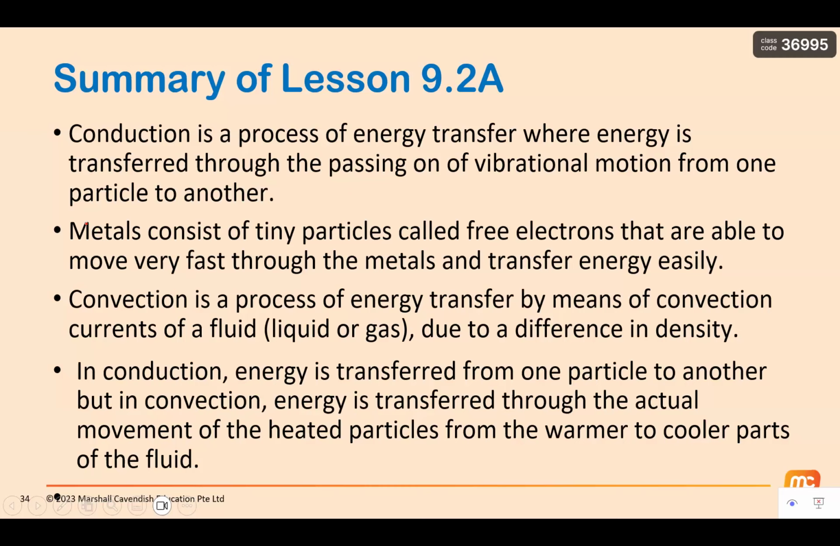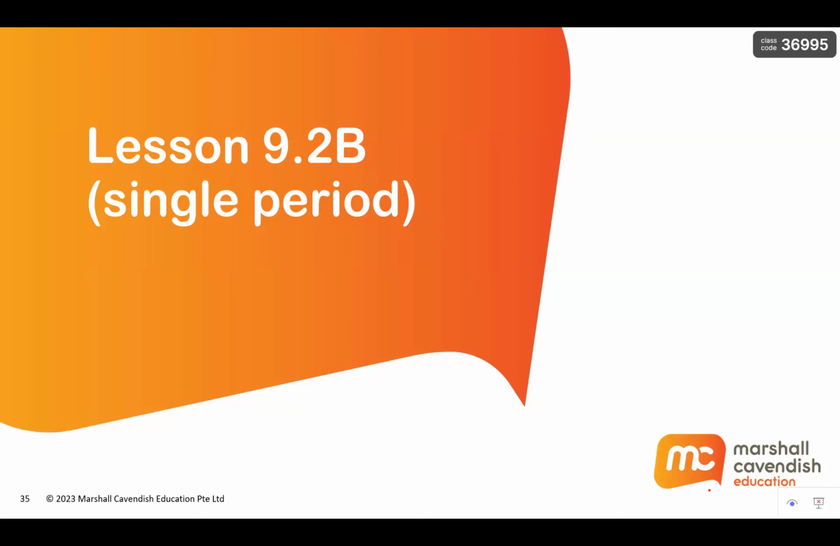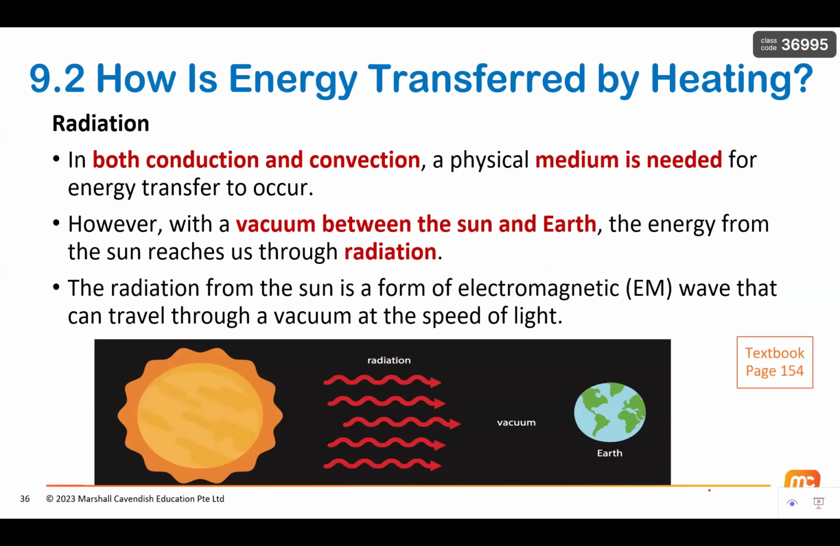So this is the difference between conduction and convection. For conduction, energy is transferred from particles to particles. In convection, energy is transferred by the movement of the heated particles. Then next, we move on to radiation. You need to take note that for both conduction and convection, you need a medium, you need particles, you need solid, liquid, or gas to be present in order for energy transfer to take place. Because for conduction, you need the energy to be passed from particles to particles. For convection, you need the particles to take the energy and move.